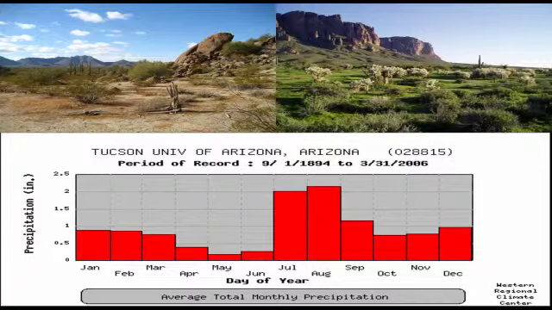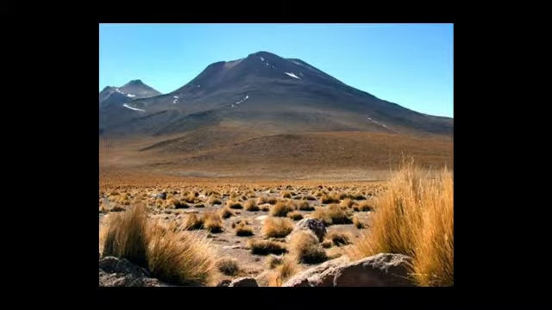Data collected in 2006 by the University of Arizona has been compiled into this graph. It shows that during the months of April, May, and June, there are drought conditions, where less than 0.25 inches of precipitation are recorded. An extreme case of long-term drought is the Atacama Desert of Chile.